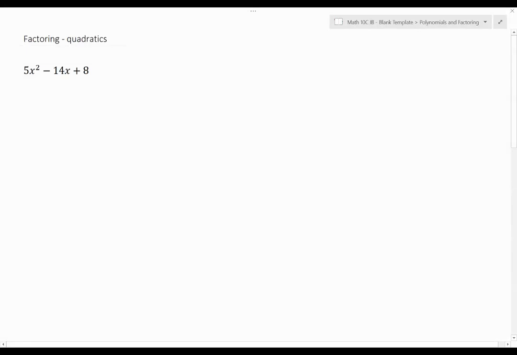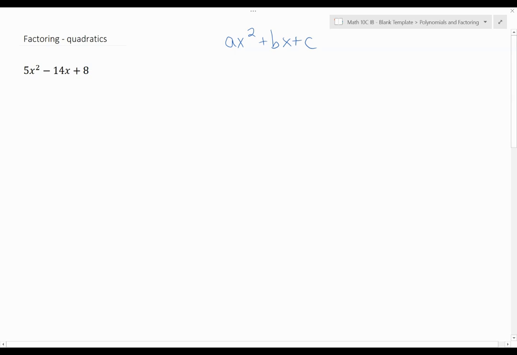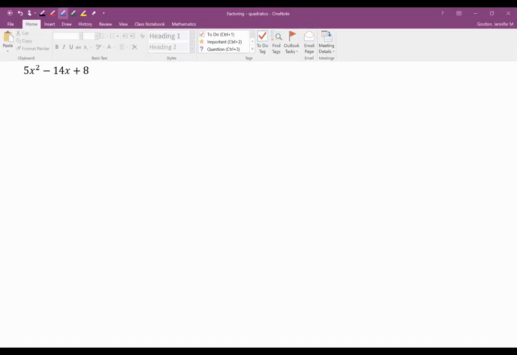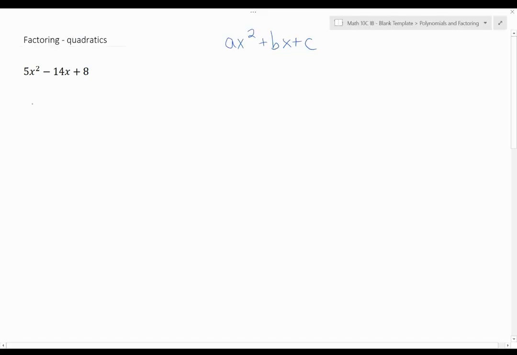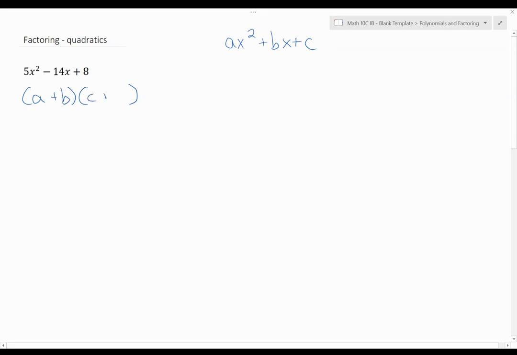Hello. In this video, we're going to look at how to factor trinomial quadratics in the form ax squared plus bx plus c. Not all of these are factorable, but when they are, our goal is to ultimately get it expressed as a product of two linear binomials. So the idea being I'm going to have four pieces here: a plus b, let's say, and c plus d.